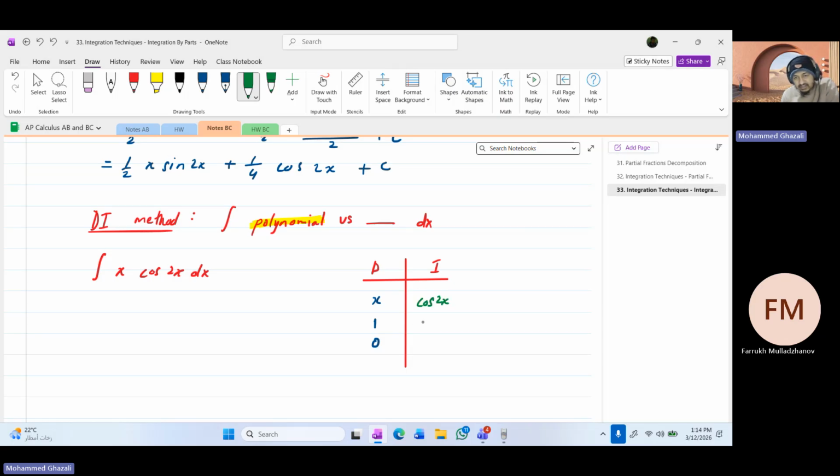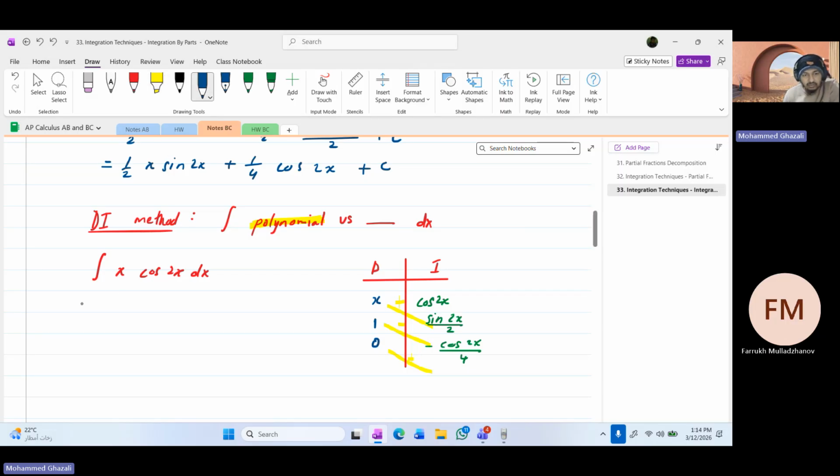If you integrate cos 2x, we get sine 2x over 2. And if you integrate this again, you're going to get divided by 2 again. So it's going to be negative cos 2x over 4, right? And now what we do is we multiply and we take the opposite sign. We say plus, minus, right? So there's nothing else here. So plus, minus, plus. You alternate the sign, plus, minus. If there was a third one, then you say plus, minus, plus.